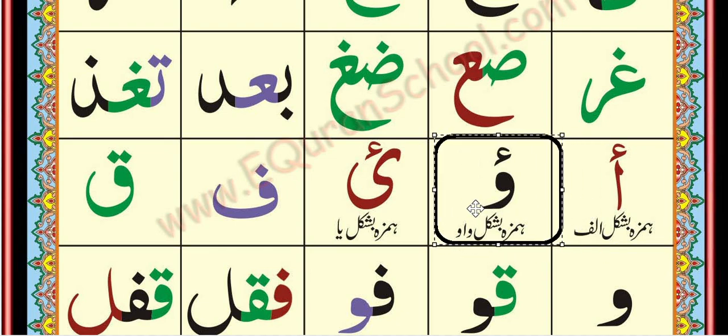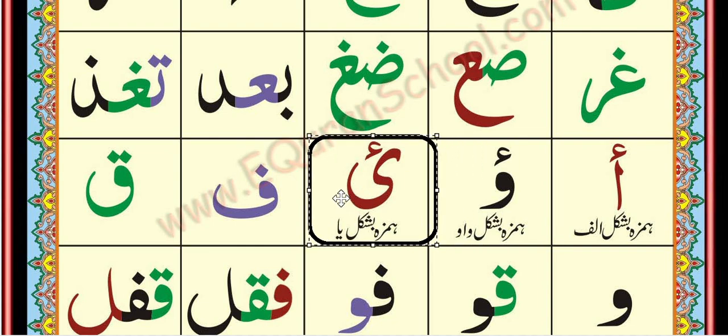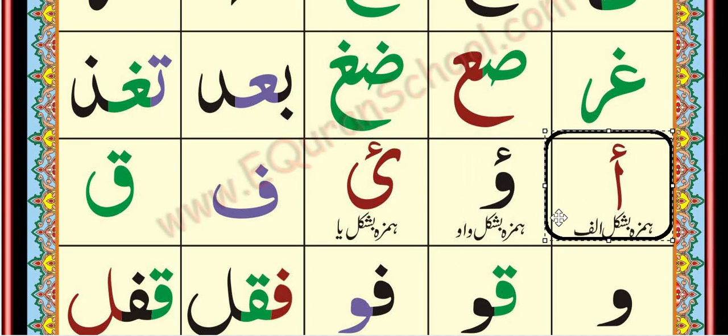If you look at the next one, this is also Hamza. Basically this Hamza is in the shape of Wow. And the next one, if you look, this is Hamza, but this Hamza is in the shape of Ya, okay? Now we are reading the letters, so we read it right now: Hamza Alif, Hamza Alif.